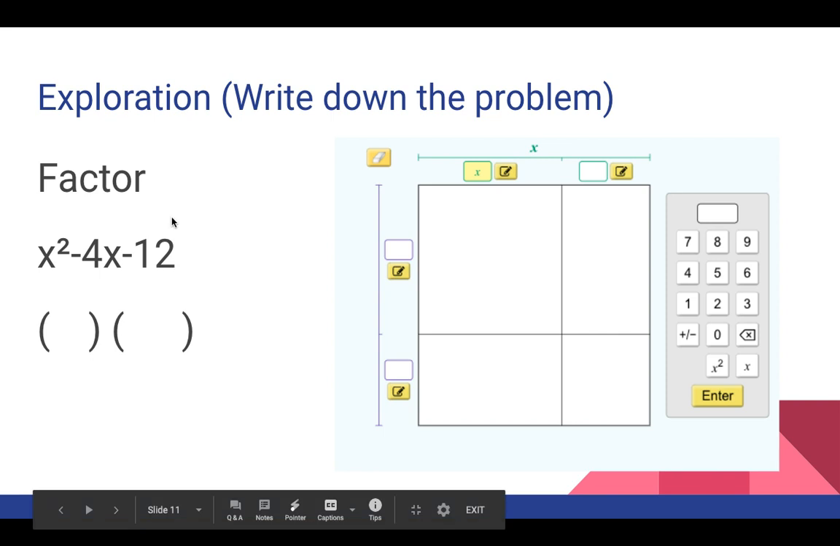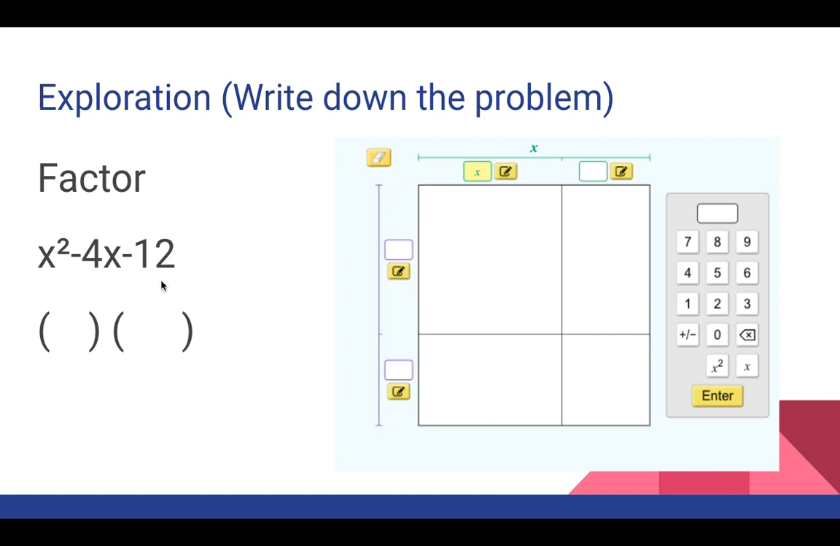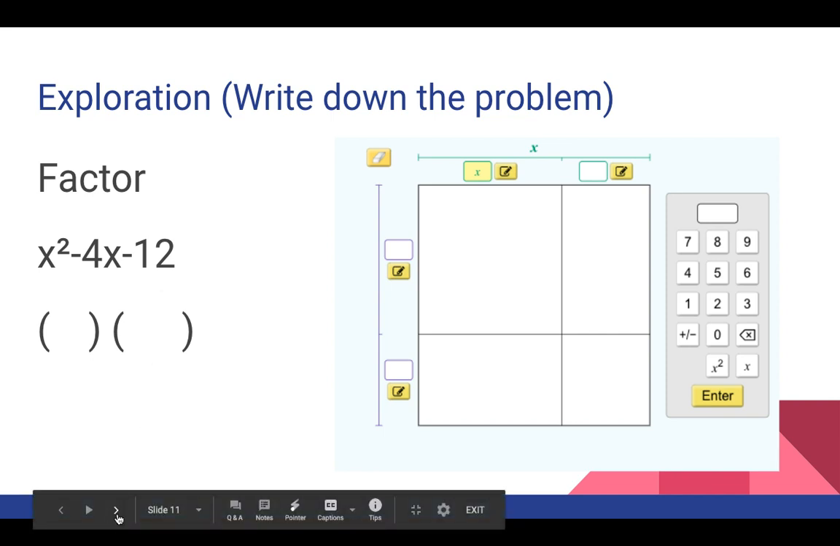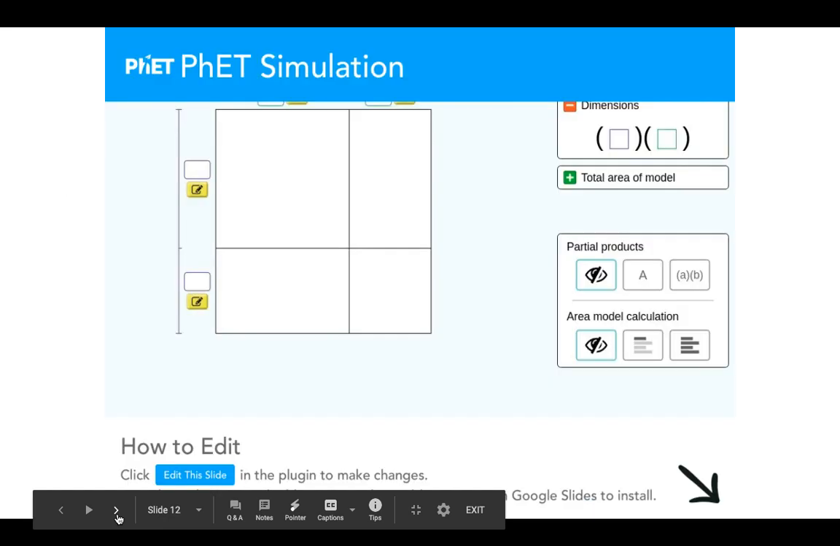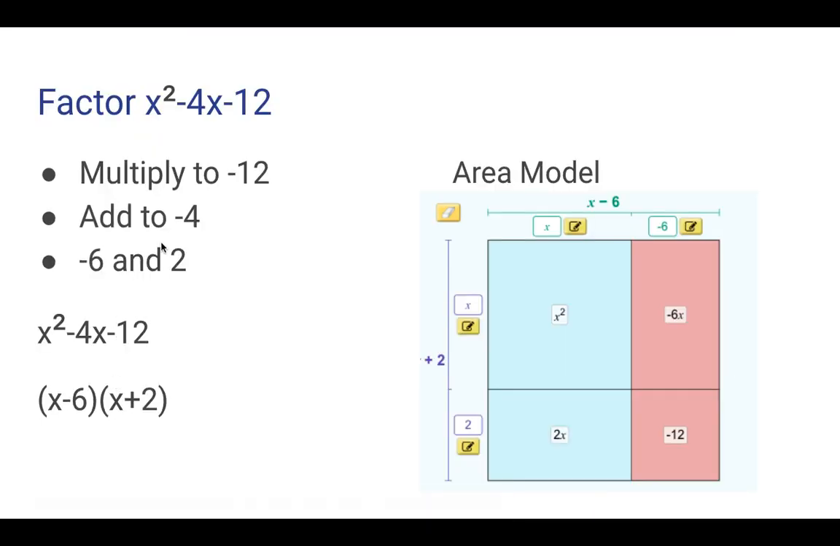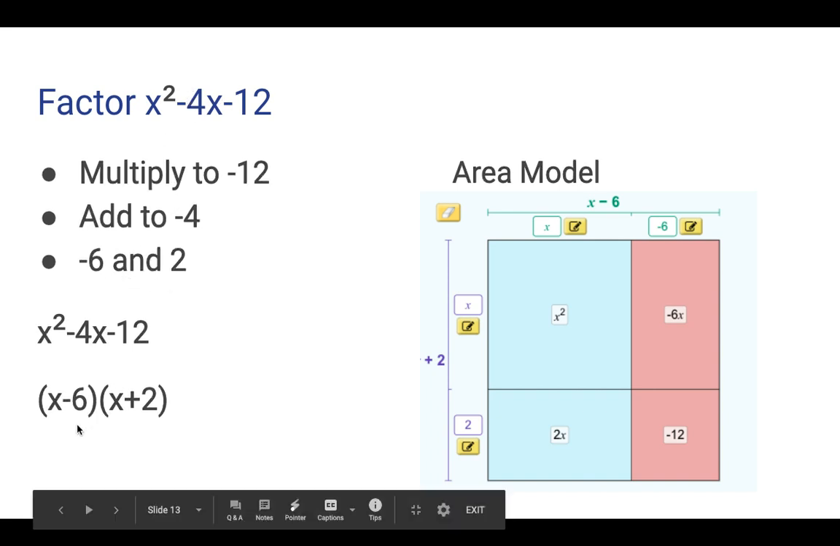Okay, I would like you to factor this problem: x squared minus 4x minus 12. Please pause the video and do this on your paper. Okay, so to factor x squared minus 4x minus 12, we're looking for two numbers that multiply to negative 12 but add to negative 4. So those two numbers are negative 6 and 2. And for this reason, the factors are x minus 6 times x plus 2.